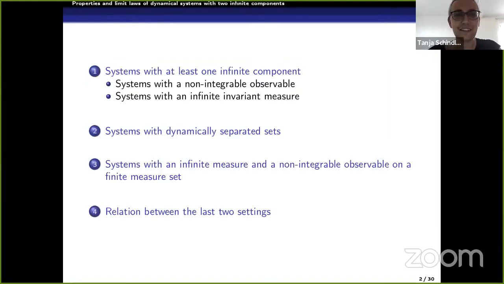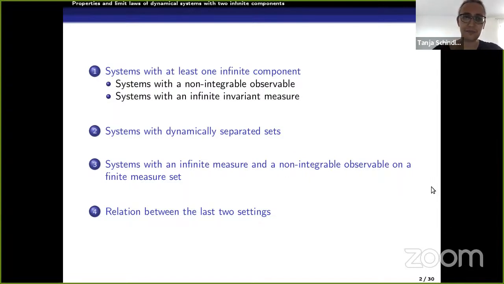Anyway, we first introduce some systems with at least one infinite component, and I will explain what I mean with an infinite component. And then I will go to systems which have more than one infinite component. Either it's a system with dynamically separated sets or a system with an infinite measure and a non-integrable observable. And I will say something about the properties for these systems. And in the last section, just shortly, I will say one thing about the relation between the two last settings.